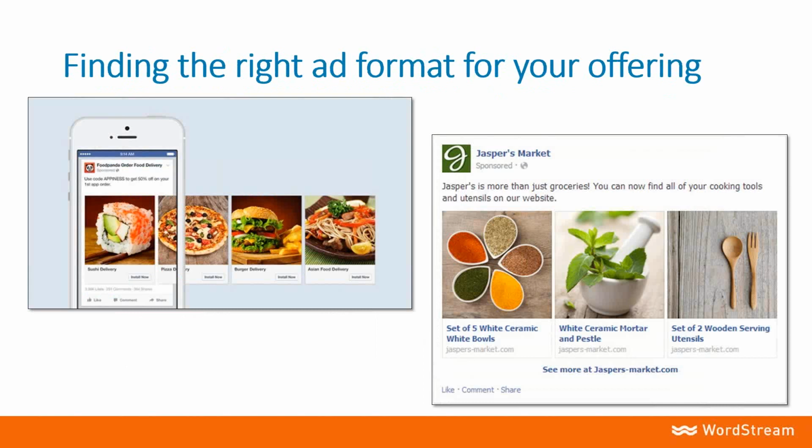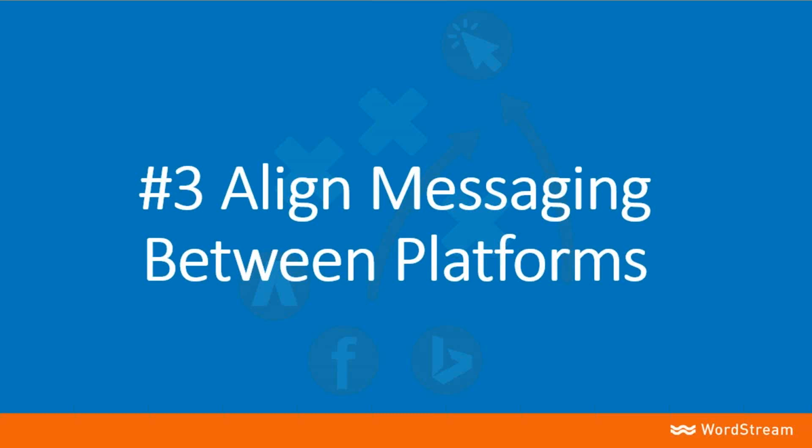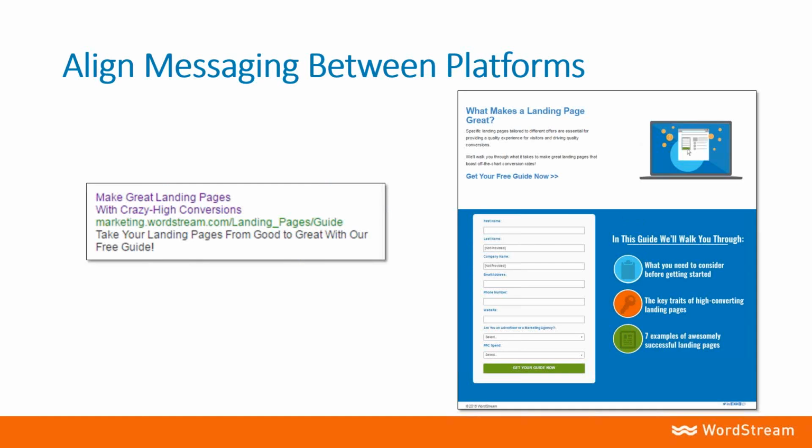That also goes for your business type. So say you're a business that provides a lot of different products that could still be relevant to the same individual. That's where carousel ads would be most effective for you, like if you had a restaurant or any other type of product or service. Number 3, align messaging between platforms.